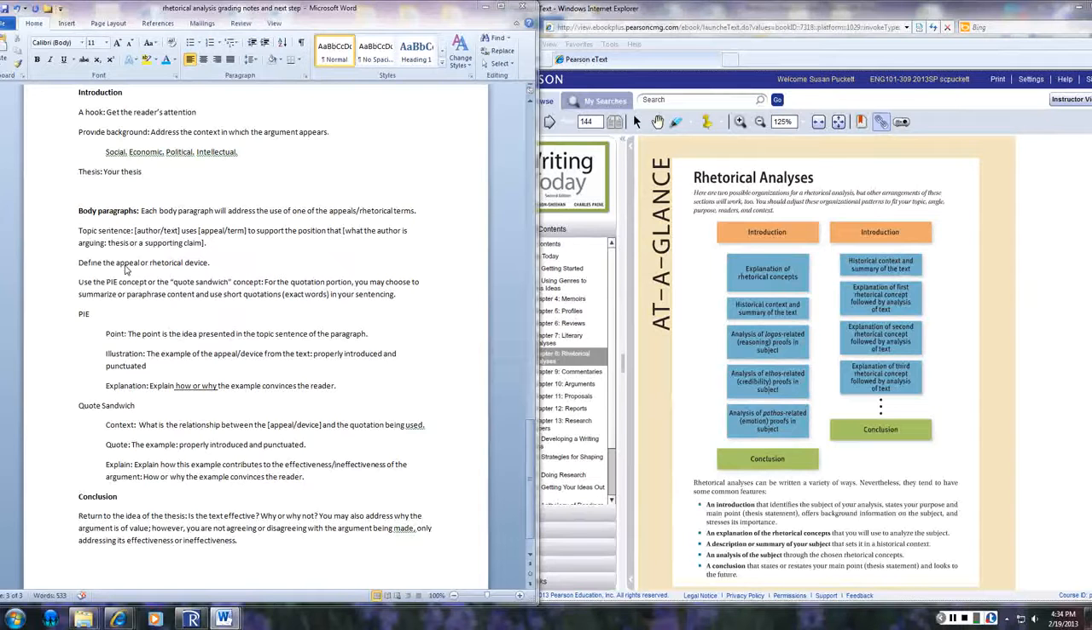And then your conclusion returns to the idea of the thesis. Is it effective? Why or why not? You can address why the argument has value, but you are not agreeing or disagreeing. You are only addressing the effectiveness or the ineffectiveness. You may look at where this argument goes in the future, but again, you're not agreeing or disagreeing, you're simply evaluating the effectiveness of the text to argue the point.